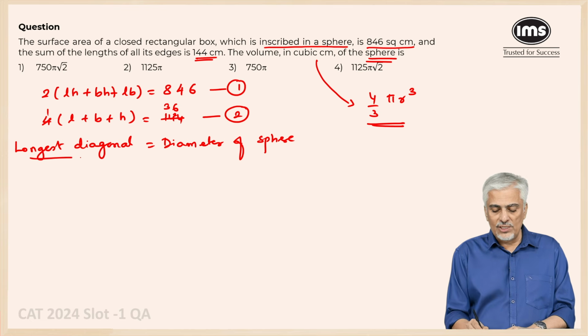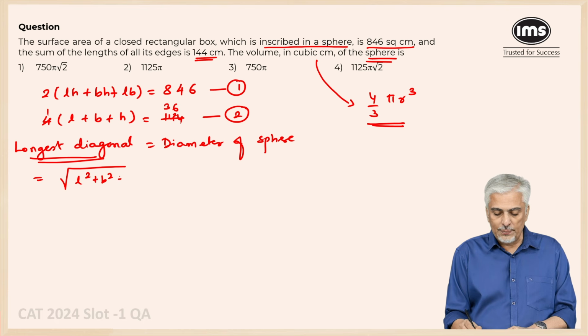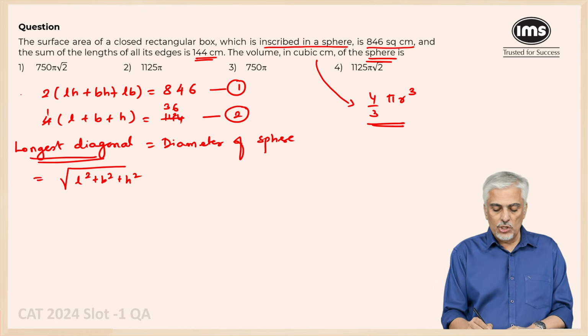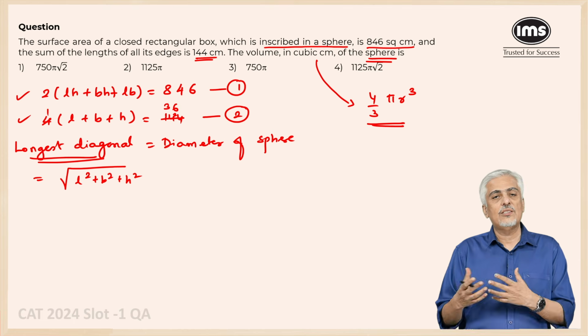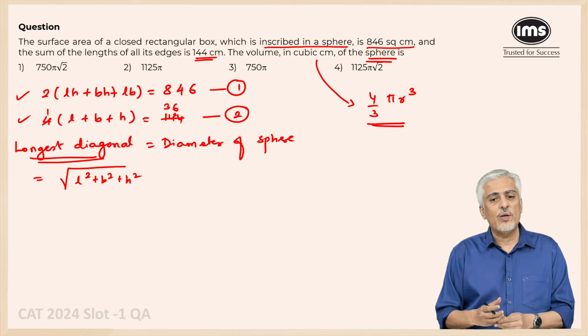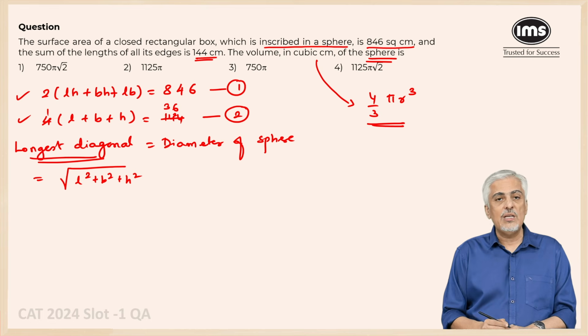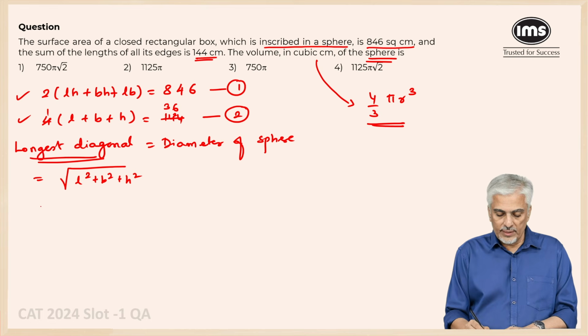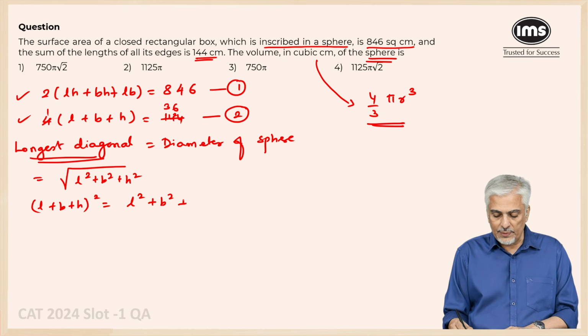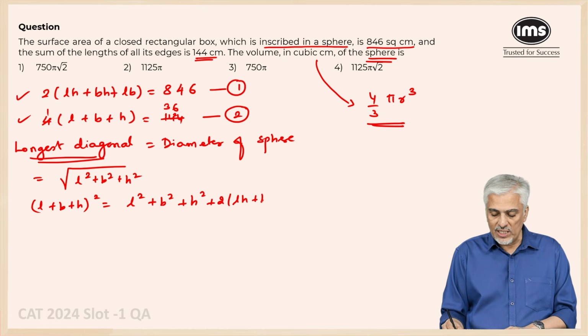Now, longest diagonal should not be a big problem. What is the formula for longest diagonal? It is square root of L square plus B square plus H square. So in short, from these two things, I want to find L square plus B square plus H square. Then I'll go to square root. So what is the formula? If I take squares for L plus B plus H the whole square, L plus B plus H the whole square is L square plus B square plus H square plus 2 times LH plus BH plus LB.